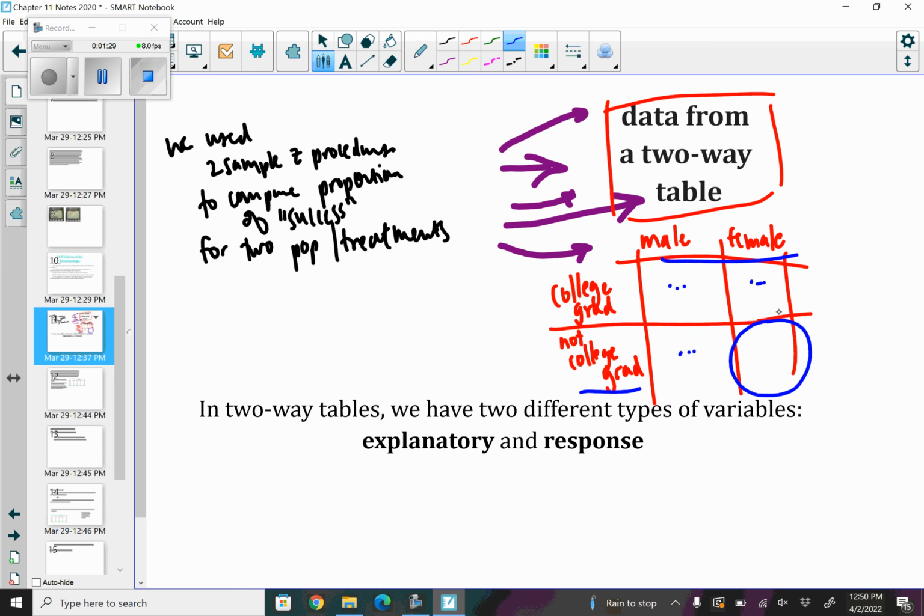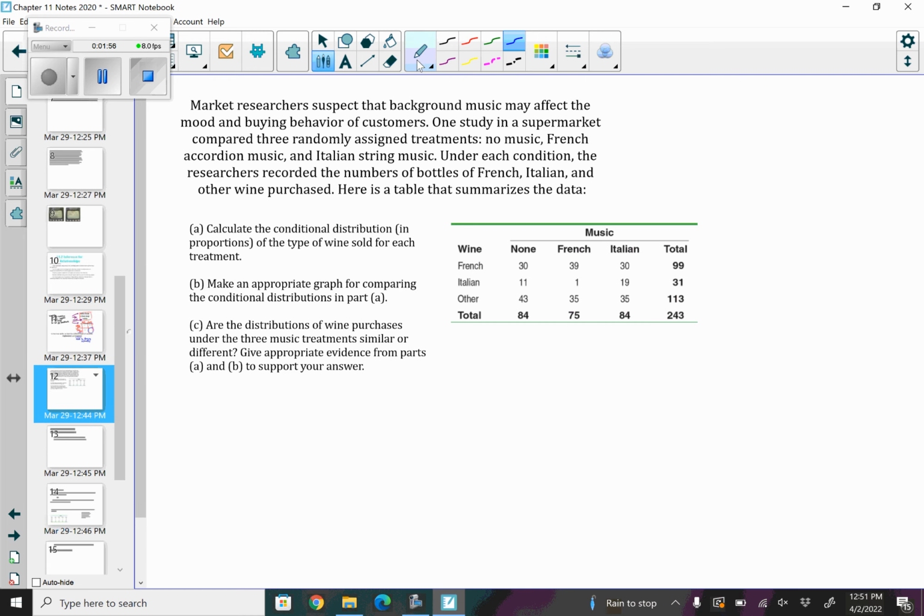In our two-way table, remember we have two different types of variables, the explanatory and the response. And the response is the result of changing the explanatory variable. We're going to look at an example that really just reminds us of all that we did prior with conditional distributions and side-by-side or segmented bar graphs.